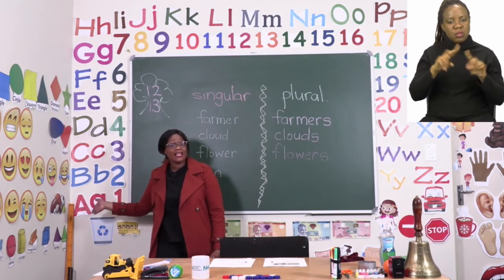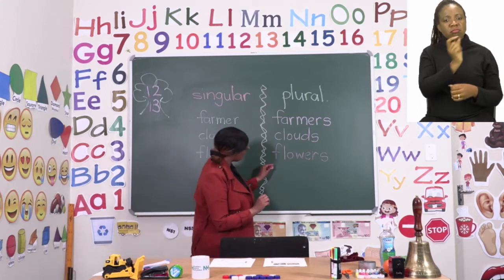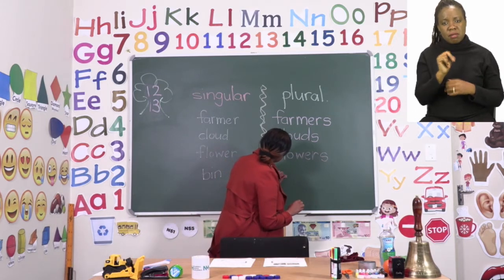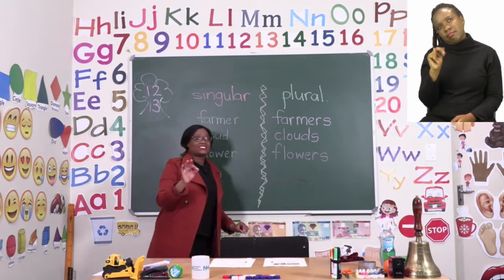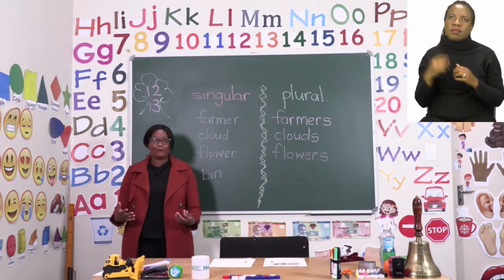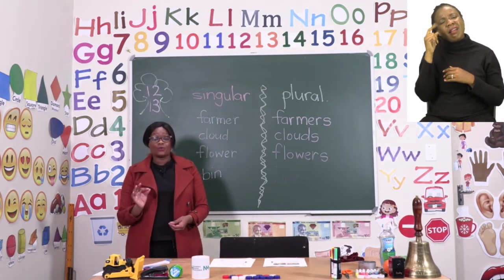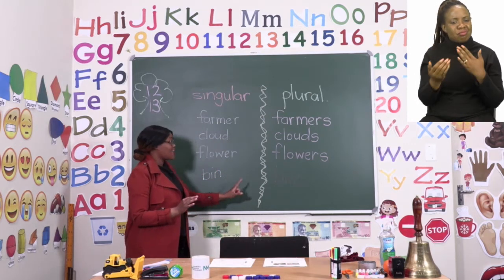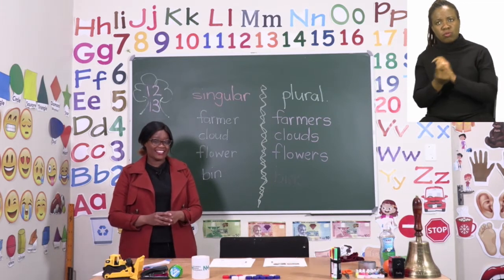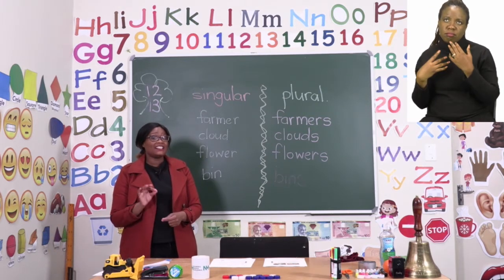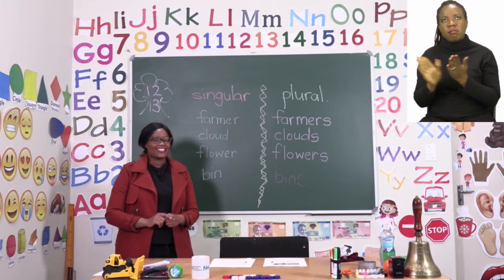Now, if I have many of them, the word bin will change to, yes, well done, bins, just by adding an S. Can you think of any other items that you can write as a singular first and then change into a plural? I'm sure you can. In the meantime, let's now move to the next page, page 13.